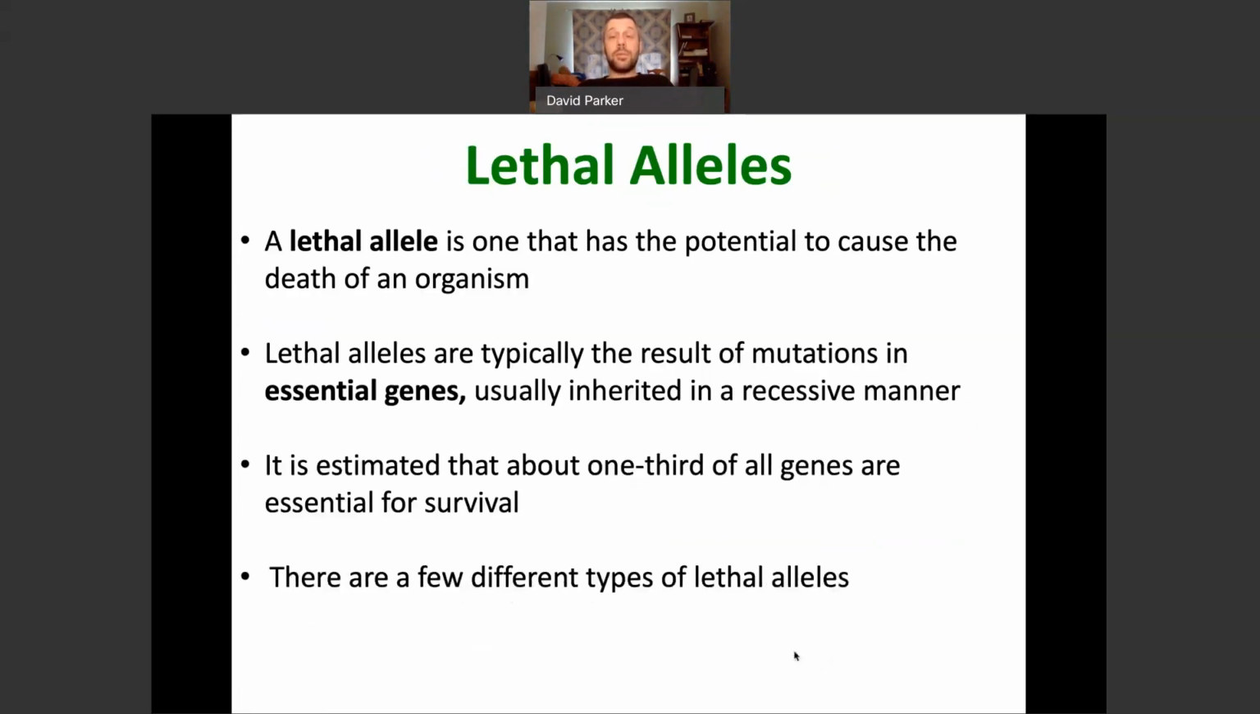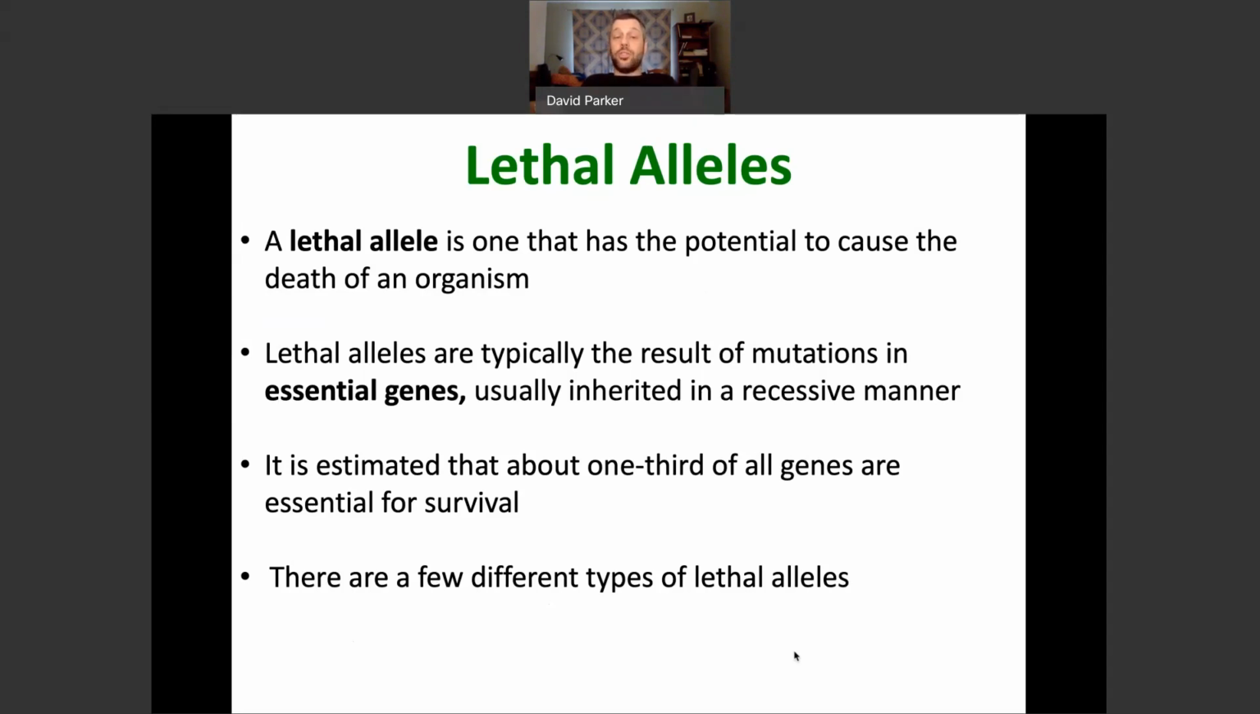Okay, so last but not least, there are two other genetic phenomena that you need to know about. One is lethal alleles that we haven't really talked about yet, and the other is pleiotropy. Lethal alleles are pretty simple to understand. It's basically an allele that kills the organism. Normally, they act recessively. They're normally loss of function recessive alleles. And they're normally the result of mutations in what are called essential genes.